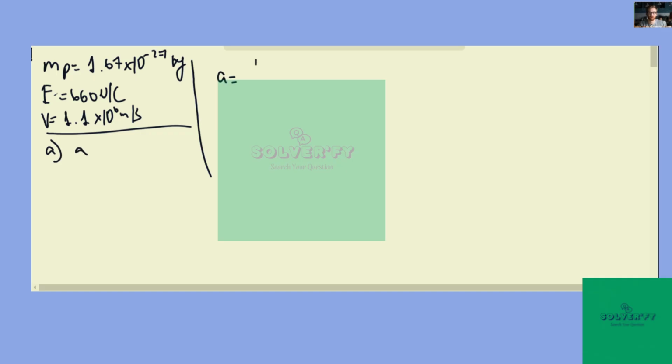The acceleration of the proton is generated by the electric field, and it equals the electric force divided by the mass of the proton, which is the charge of the proton, which equals the charge of an electron, times the field, divided by the mass of the proton. Now let's calculate this number.